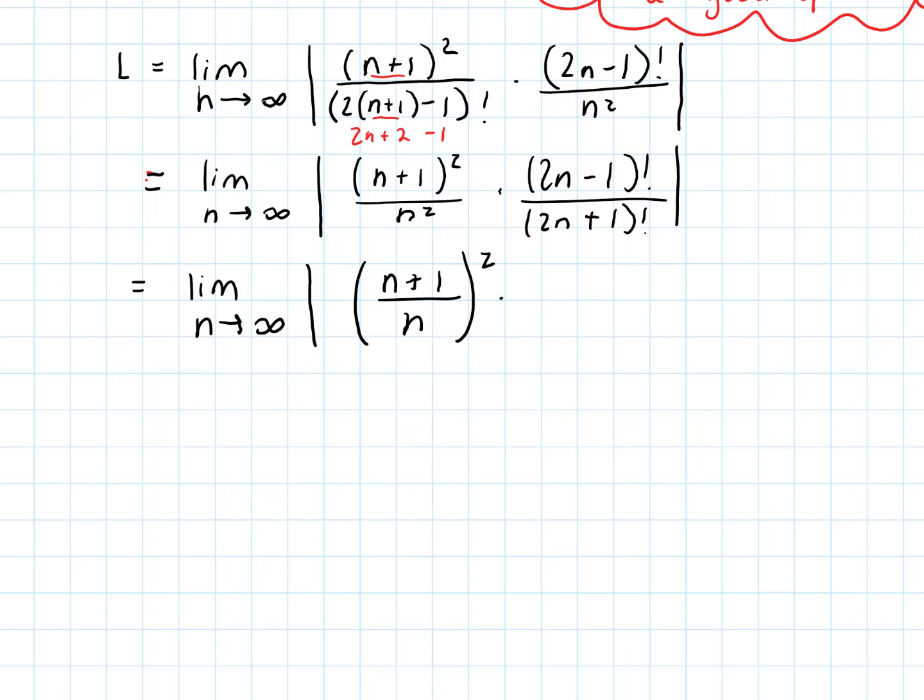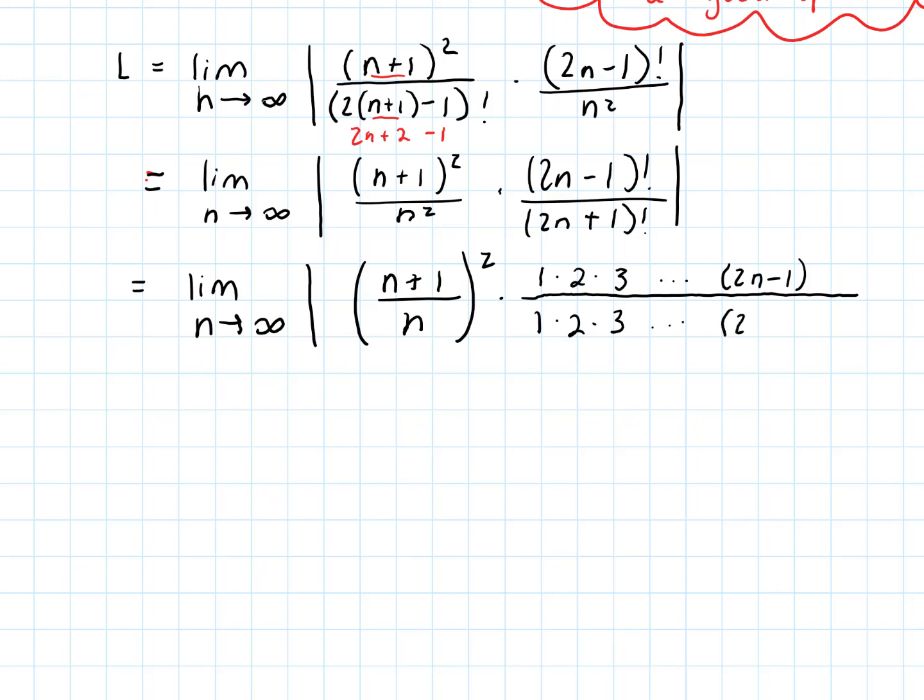And then let's go ahead and expand out these factorials. So this is going to be 1 times 2 times 3. And then we're going to end at 2n minus 1. The factorial on the bottom is going to start out very much the same, 1 times 2 times 3.